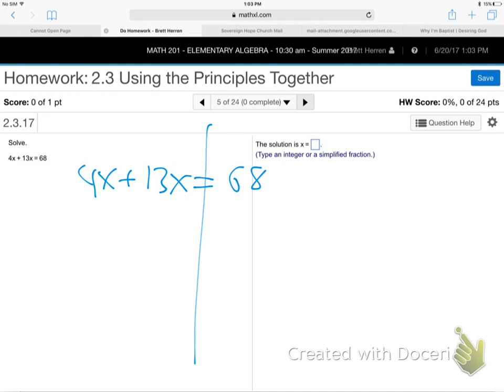What do we do with 2x's on the same side? First time we've had 2x's. What can we do with them? Just add them, huh? Like terms, combine them together. 4x and 13x is 17x. Just combine them like that.